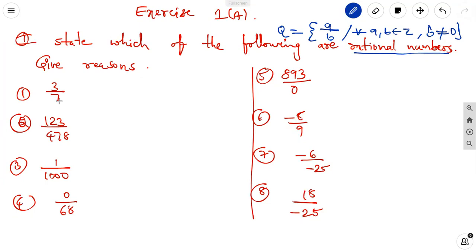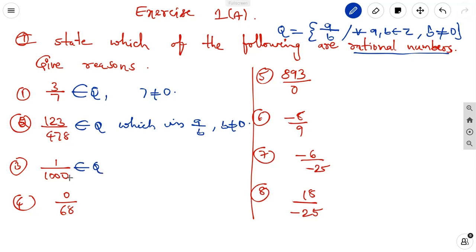Here 3 by 7 is in the form a by b. 3 and 7 both belong to integers, so it belongs to Q. Reason: 7 is not equal to 0, so it is a rational number. 123 by 478 is also in Q, in the a by b form, and b should not equal 0. This also belongs to Q. 1 by 1000, 1000 is not equal to 0.